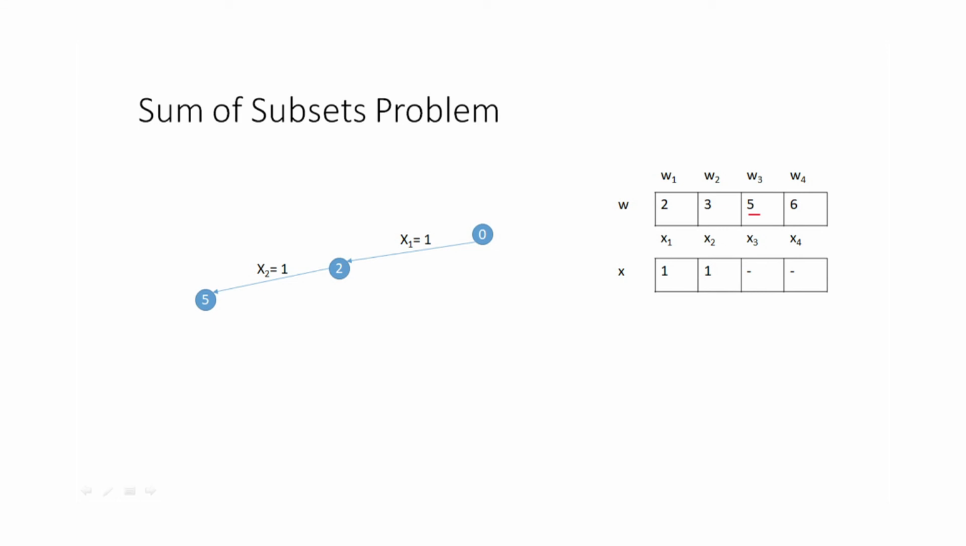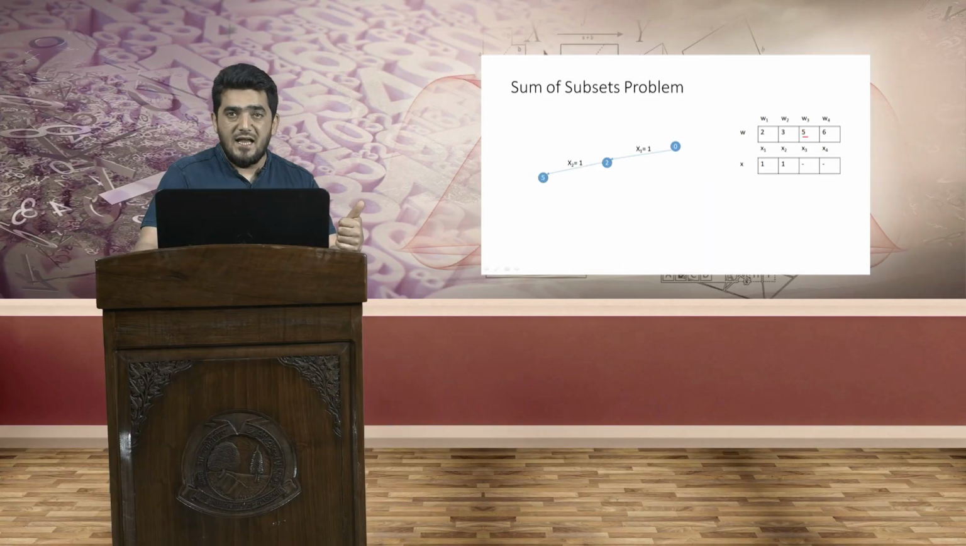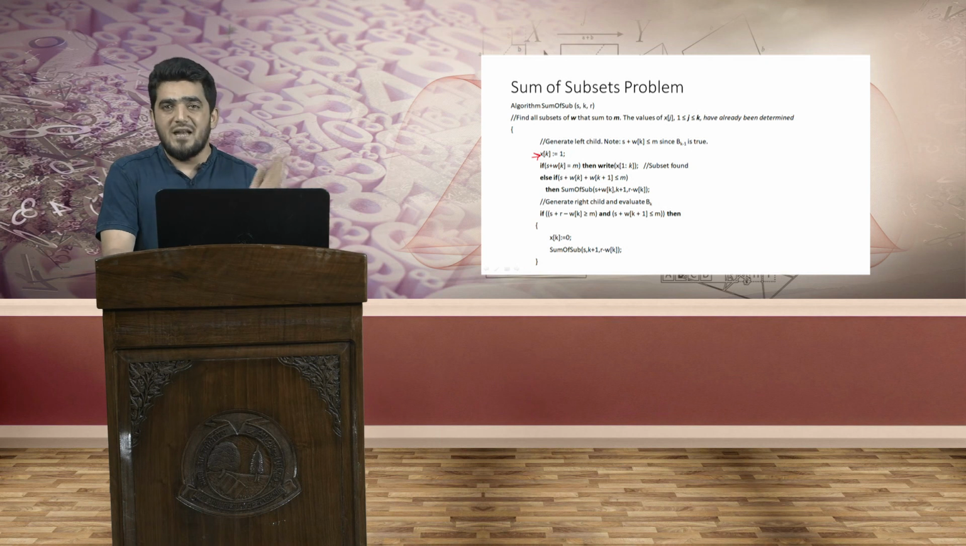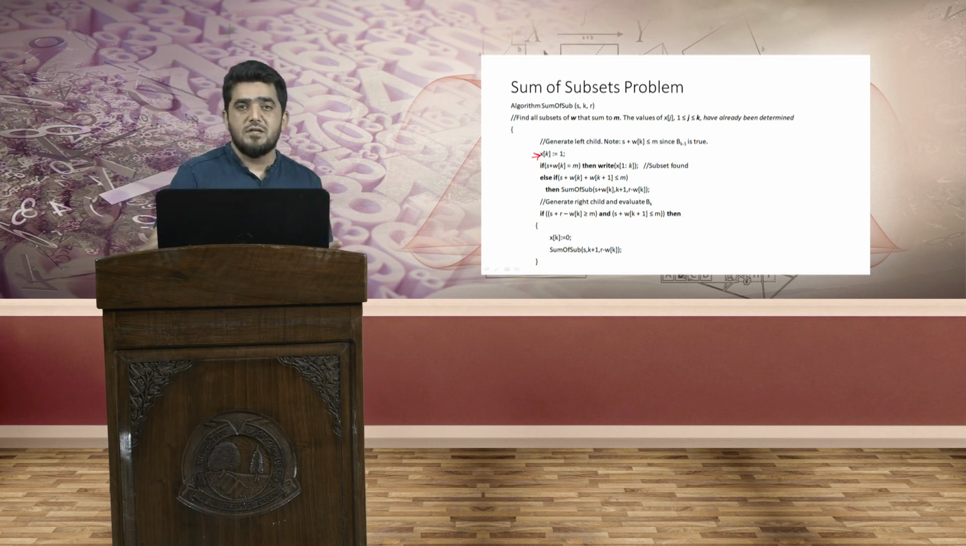As you can see, the current sum is 5 and the immediate next weight is 5. The sum of these two weights is greater than 9, which is supposed to be equal to m. So we will not be generating a left child for this. The same applies to the right child. One of the conditions does not satisfy.